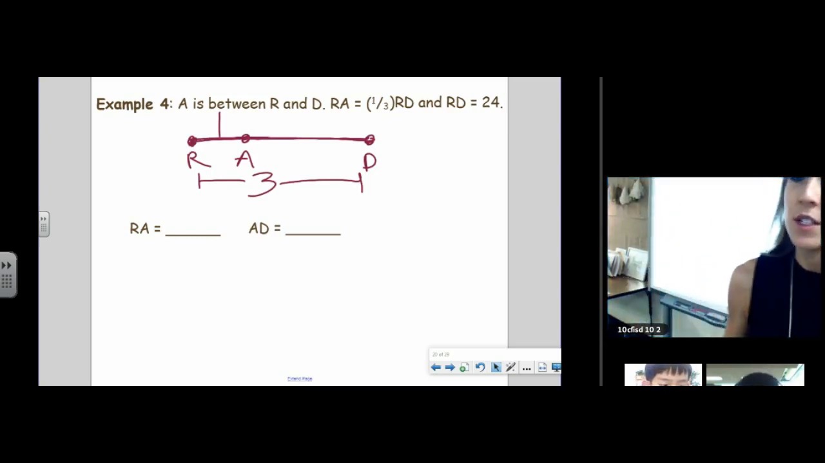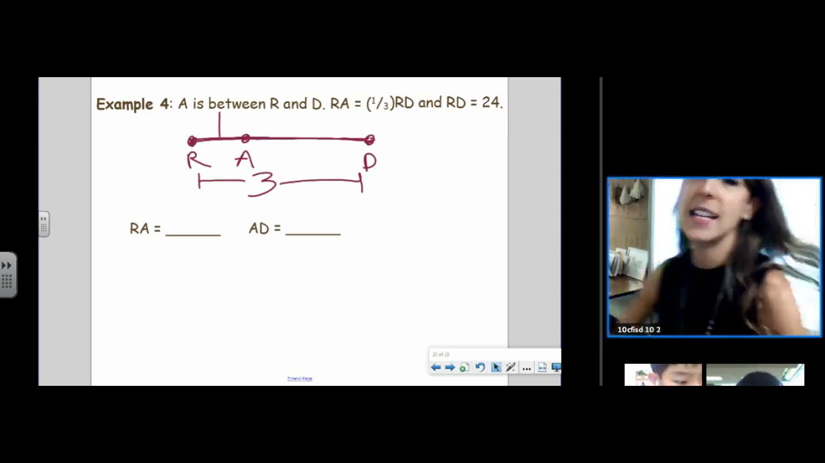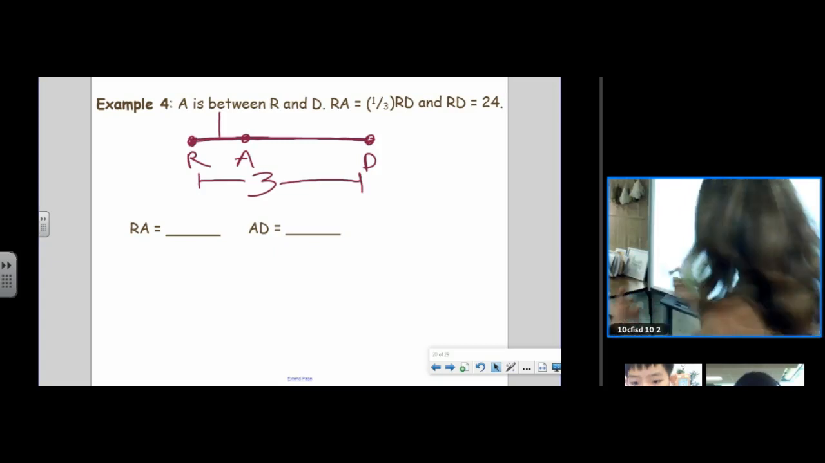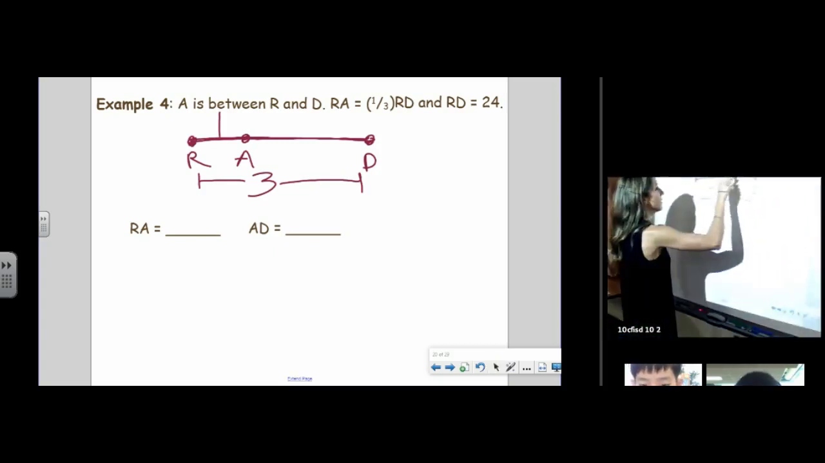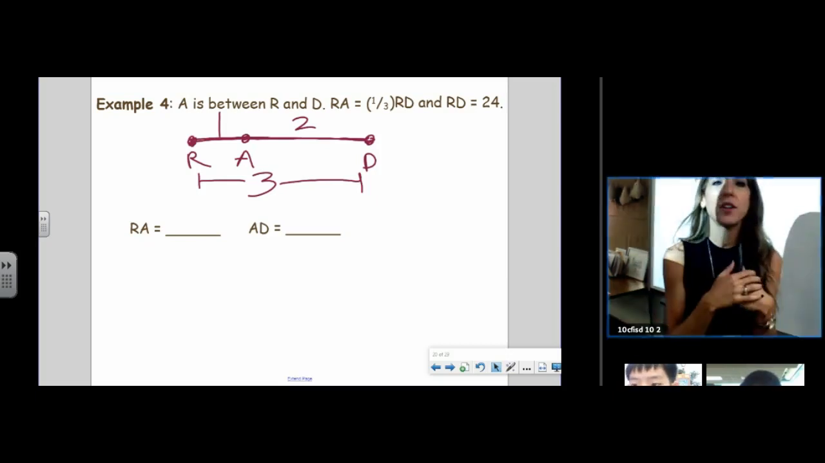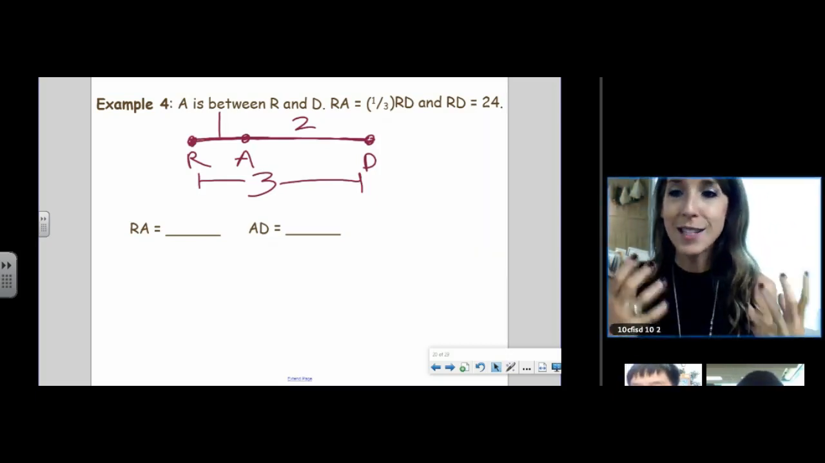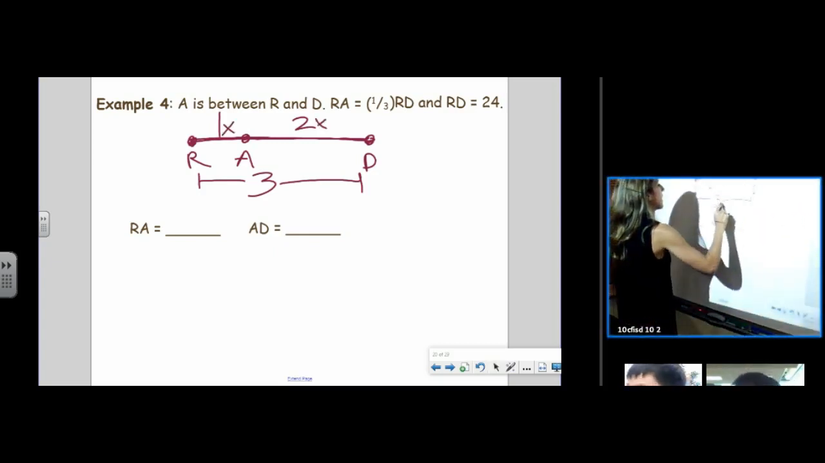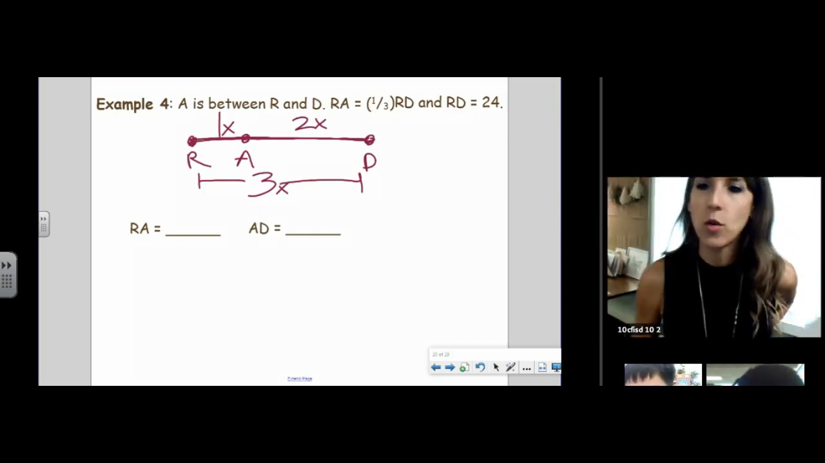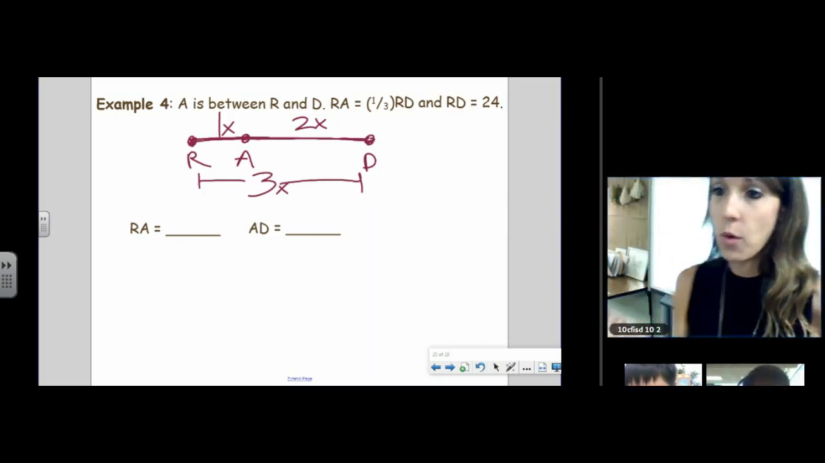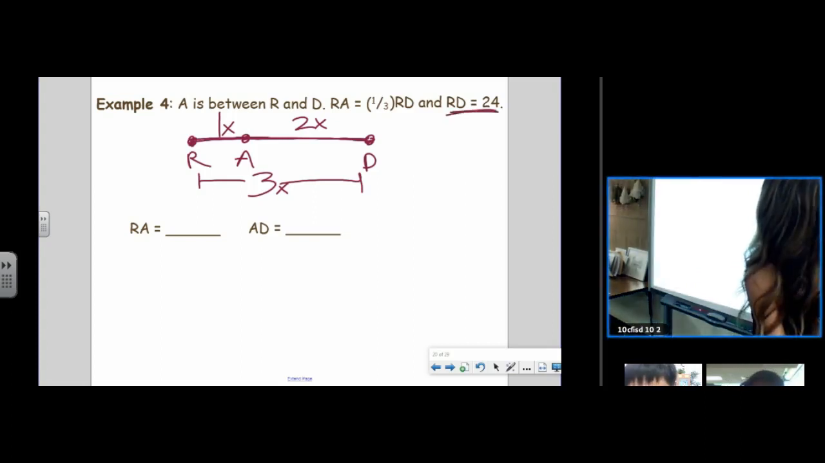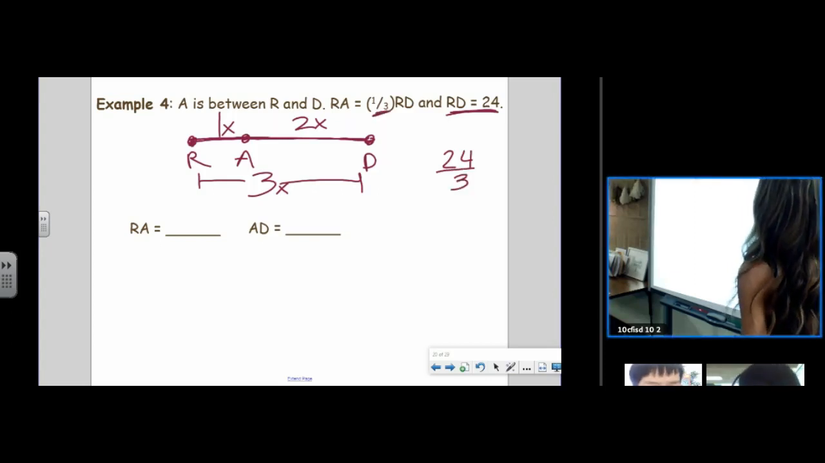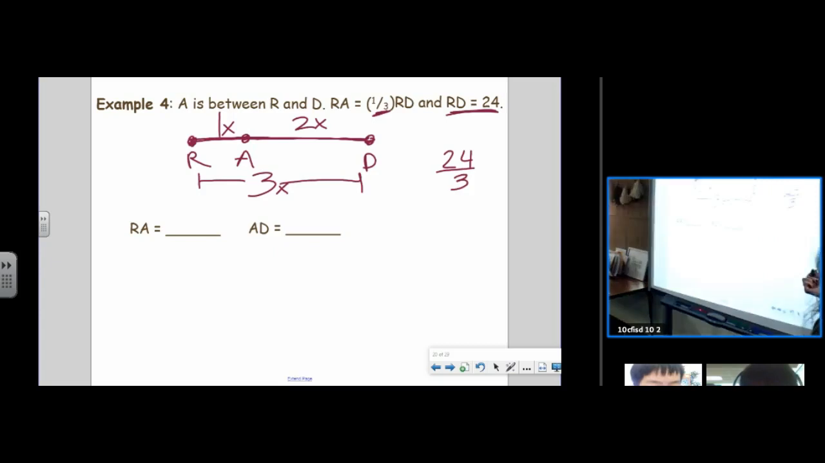So, if RD has been split up into 3 parts and RA got 1 of them, how many parts does AD get? 3 minus 1. It gets 2 parts. These are not how long they are. These are ratios. So I'm actually going to put an X on all of them. So I know, okay, this is not the answer. It's just the ratio. Okay, cool. RD is 24. So I know I need to split that up into 3 parts because it's 1/3 here. 24 divided by 3.